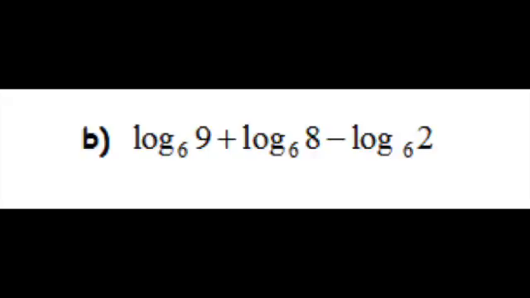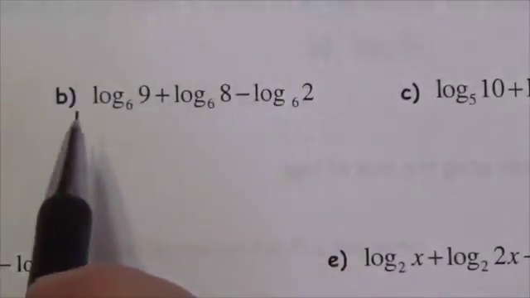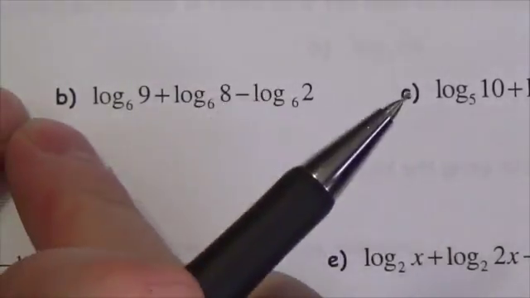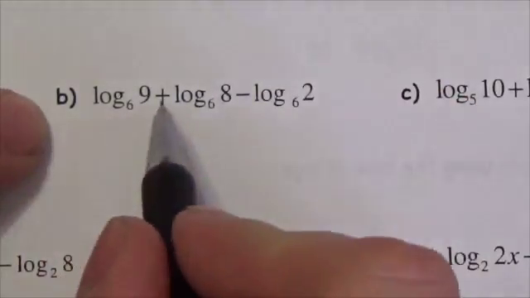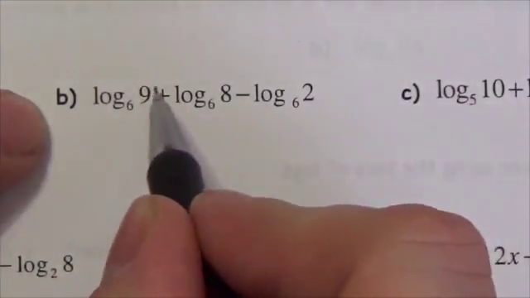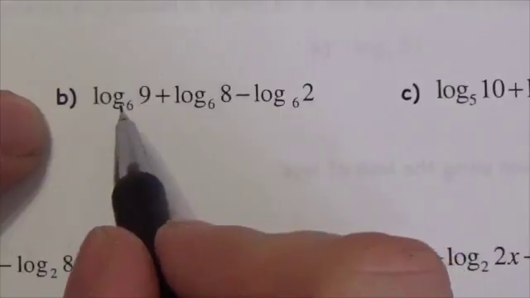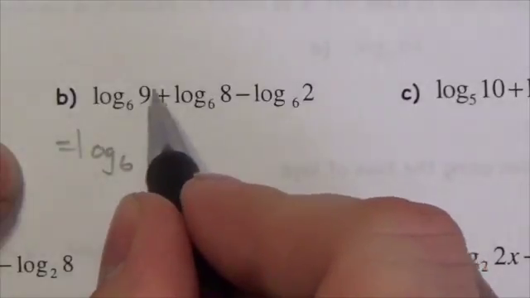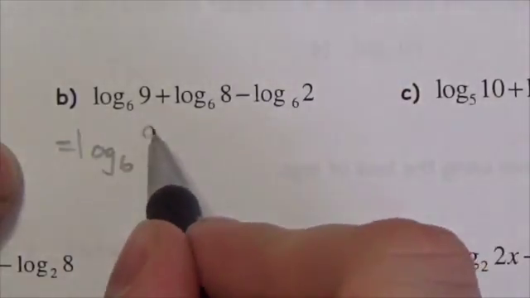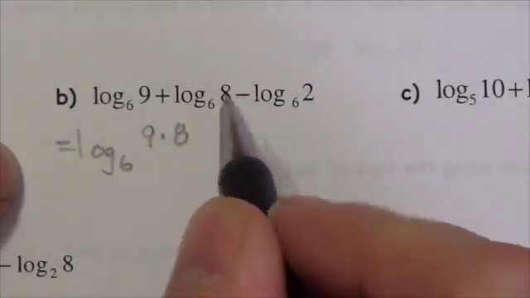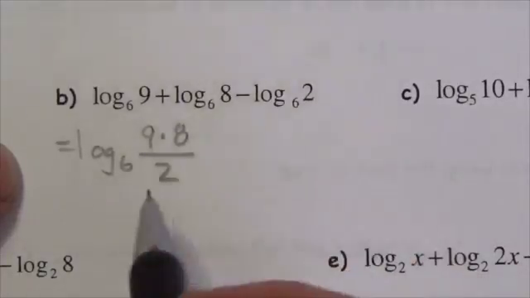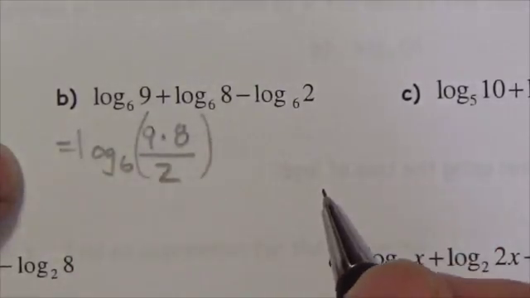The log base 6 of 9 plus the log base 6 of 8 minus the log base 6 of 2. The important thing to do when you're working with a problem that's written like this is to go left to right. The log law that we just looked at is going to take this addition and convert it into multiplication. So this is going to equal the log base 6 of 9 times 8, and then that subtraction is going to become division, so we're going to divide by 2. So it's 9 times 8 divided by 2, all within this log base 6.